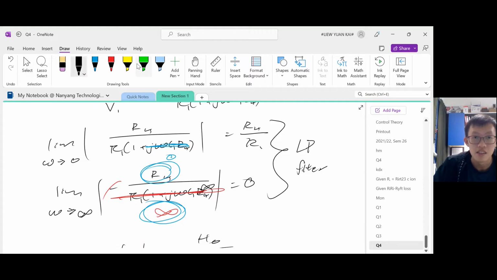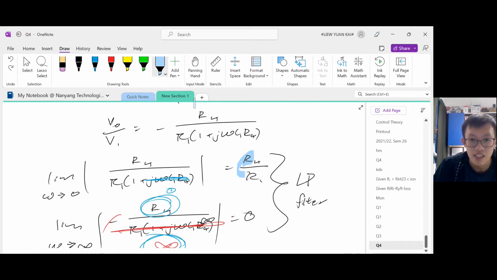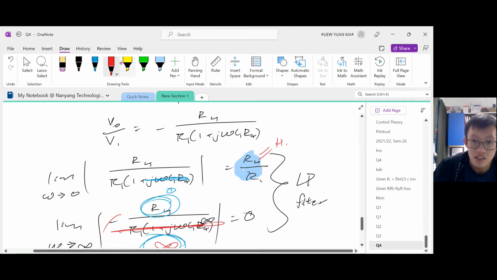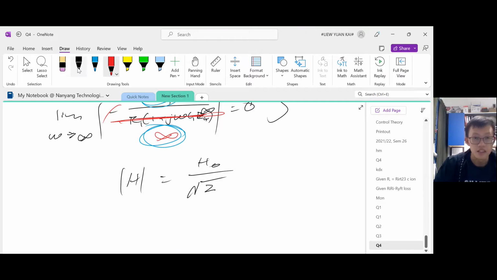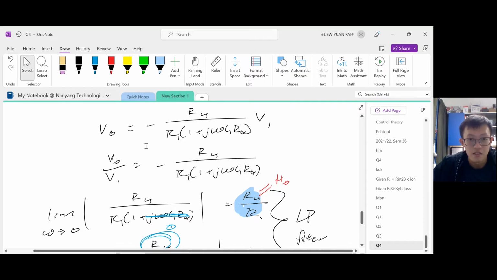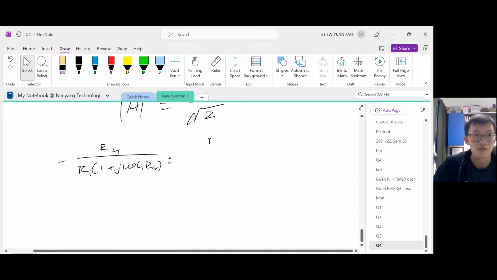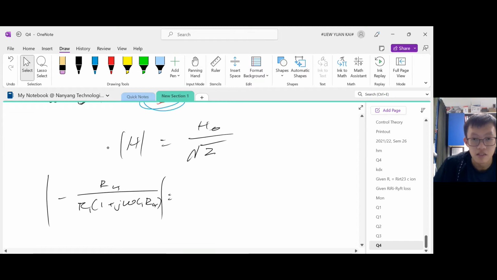Now, who is the max gain? Max gain is given by the non-zero limit. So see, this limit is 0, whereas R4 divided by R1 is the non-zero limit. So you take this as your H naught, and you sub it in. So what is our H? Our H is this, right? So copy this, paste. So we take the magnitude of this, equals to, now our non-zero limit is R4 divided by R1 divided by √2.